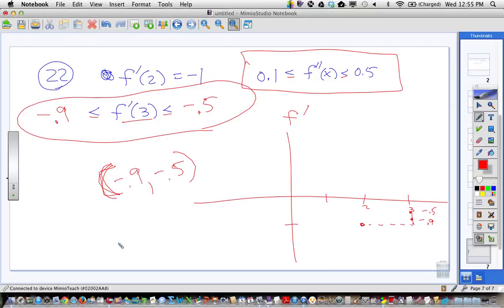20. Is g prime of pi greater than g prime of 3.5? Well, pi and 3.5 are past 3, so it's the opposite reason. Here, since g double prime is negative, g prime's got to be going down. So g prime of pi would be here, and g prime of 3.5 would be below it. The graph's decreasing because pi is before 3.5. So g prime of pi would have to be greater than g prime of 3.5 because the graph's going down. It's really the same question as 19, just asked a little differently, but it's the same justification. All right, and then we already did 21 and 22.